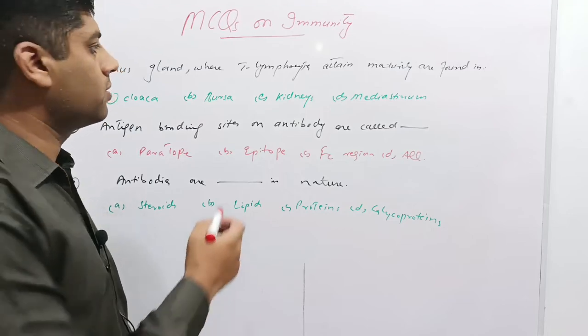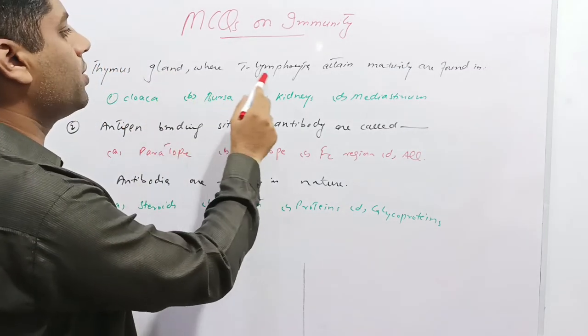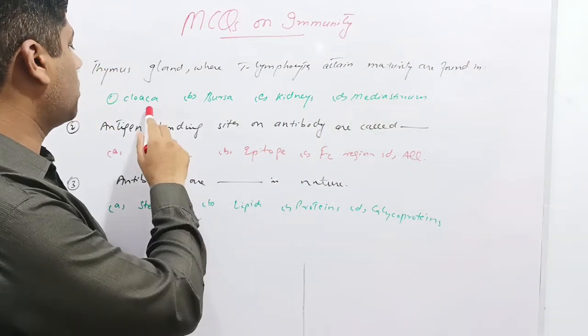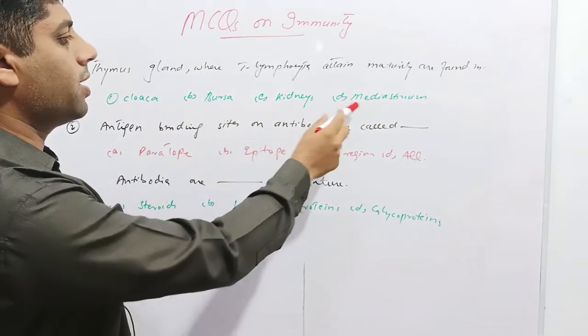The first question is, thymus gland where T lymphocytes attain maturity are found in. Given options are cloaca, bursa, kidneys or mediastinum.